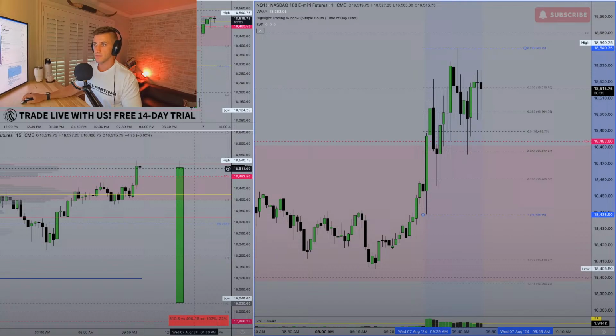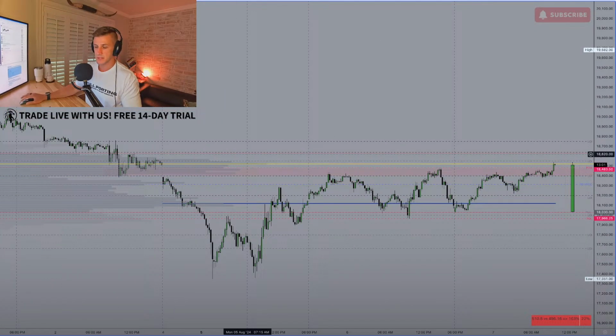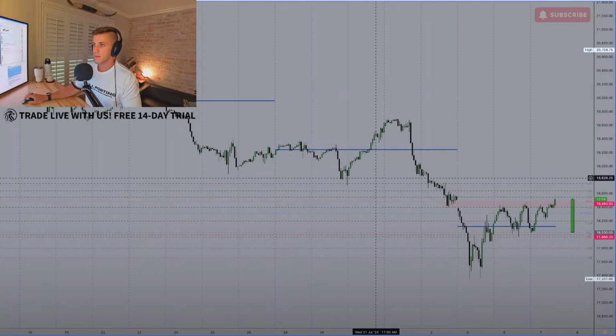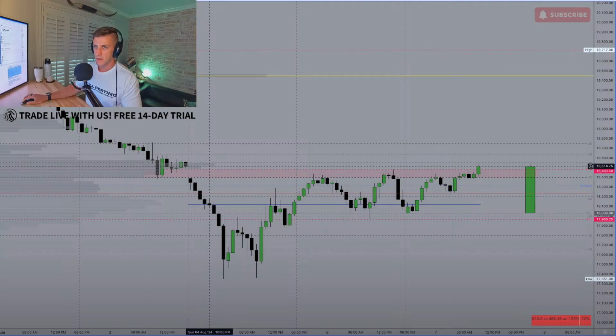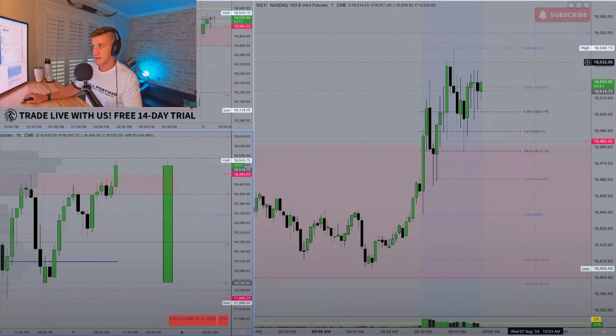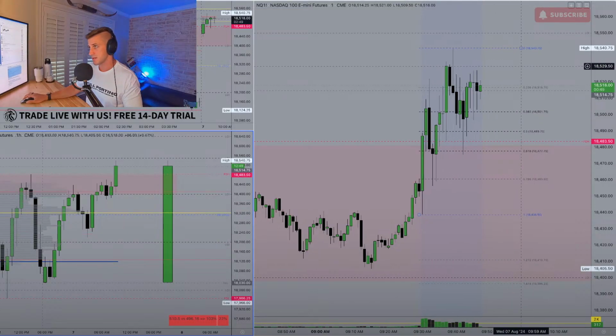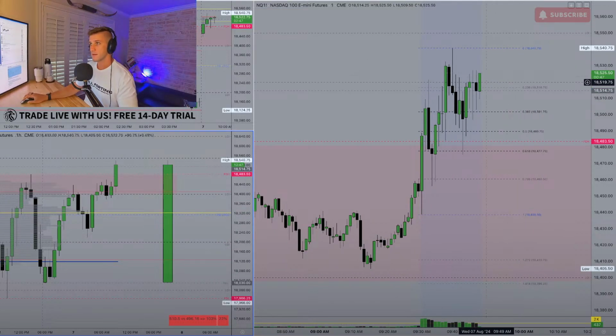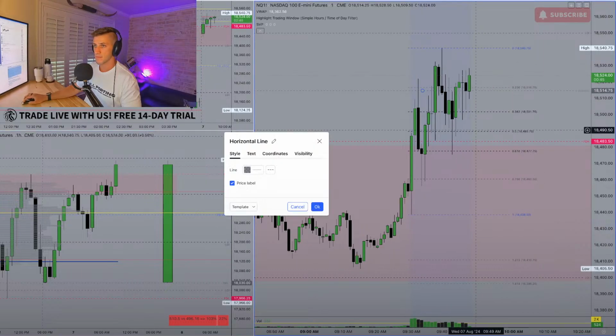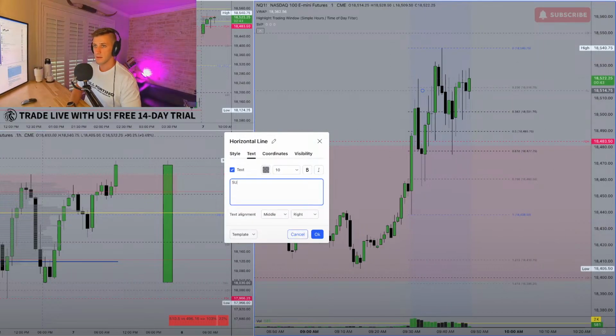What is the actual gap fill level? Let me see. That is 514. So let's toss a level there. And yeah, that's kind of right where price is oscillating now. I'll label that Sunday gap fill area.